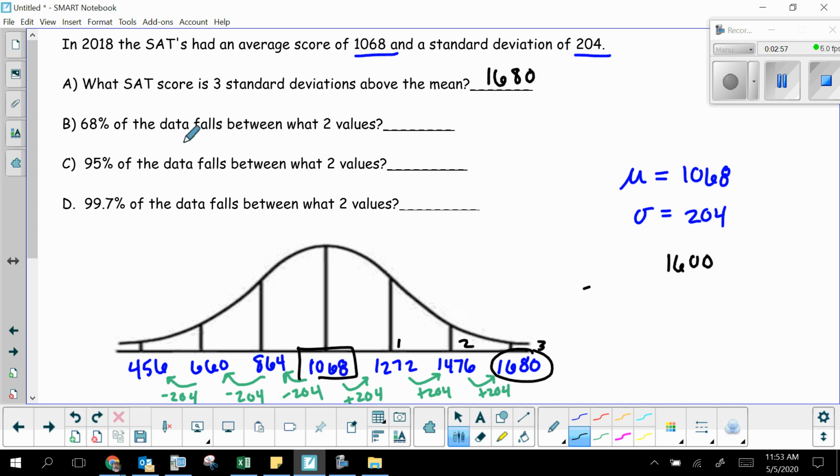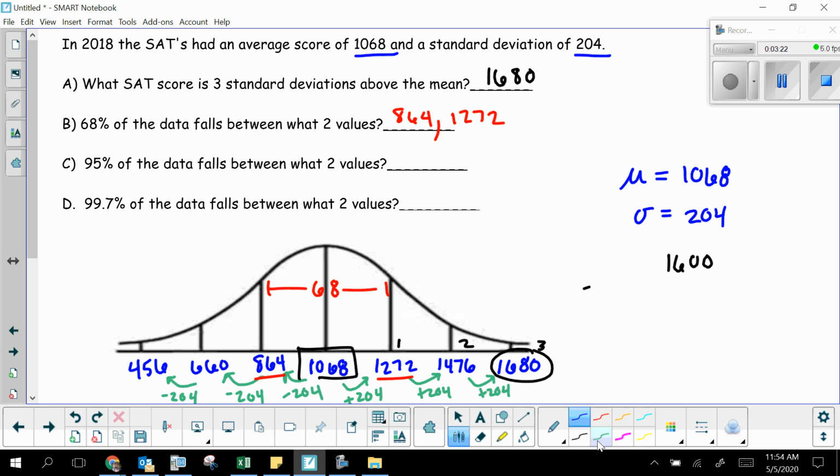Move on down to B here. 68% of the data falls between what 2 values? Well, our empirical rule tells us that 68% falls between 1 standard deviation above and 1 standard deviation below. So the 2 values we're looking for are 864 and 1272.